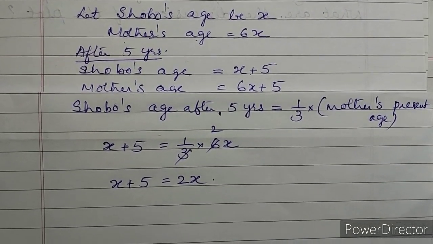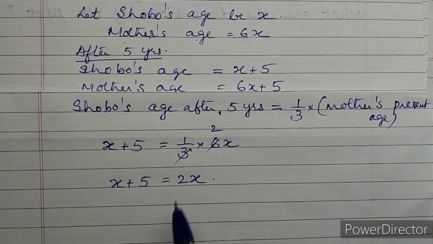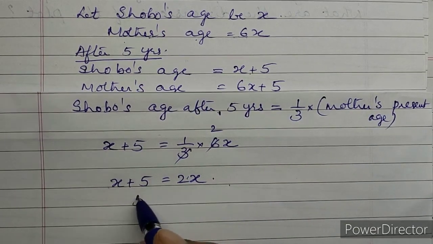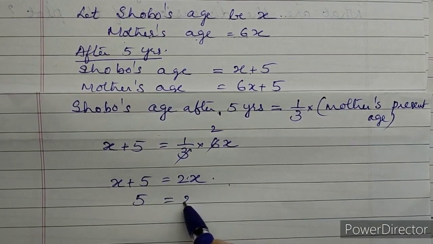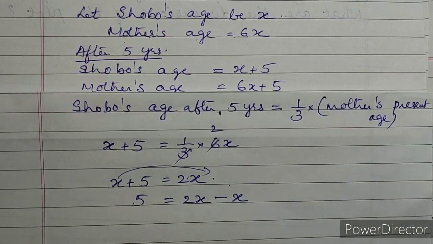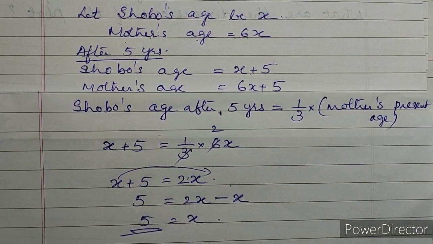Now solve the linear equation. Bring all the x variables together on one side. Here 2x is greater, so bring this x to the other side, you will get a positive answer. So 5 you keep here only, equals 2x, and this x will go to the other side, minus x. So 5 is equal to 2x minus 1x, it is x. So x is equal to 5.